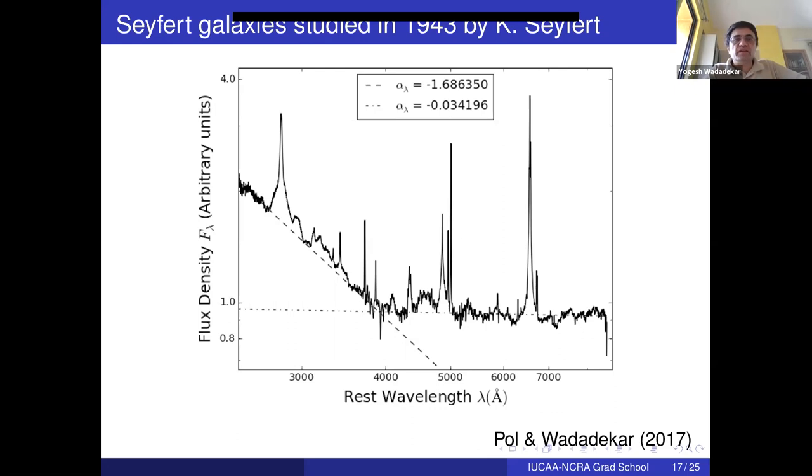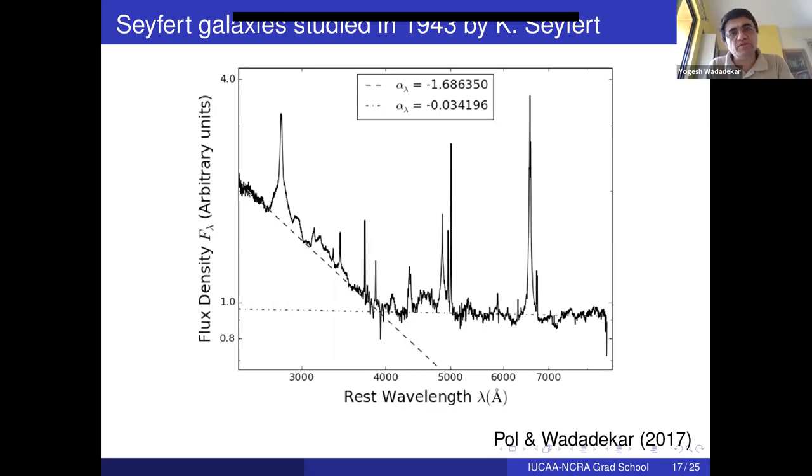In addition to these broad emission lines, there are also narrow emission lines. As you can see over here, there's a very broad emission line, and over here there is a fairly narrow emission line. So in addition to broad emission lines, there were also narrow emission lines. And these were invariably characterized by a very blue continuum in the ultraviolet.